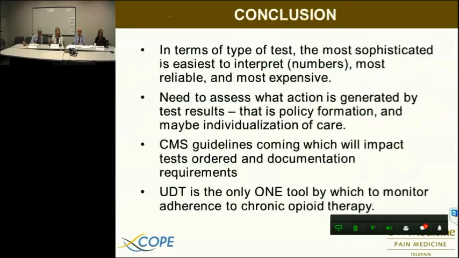So in conclusion, there's different types of tests. The most sophisticated is easiest to interpret. It gives you numbers. It's the most reliable and the most expensive. You need to decide what action is generated by the test results, and that gets back to policy formation. So does every patient, and the question I want to put to you, need to have their opioids discontinued for an aberrancy, and are there different layers of aberrancies? CMS guidelines are going to require more documentation and more specific documentation. And remember, this is just one tool.